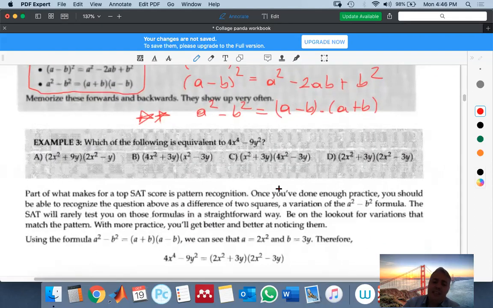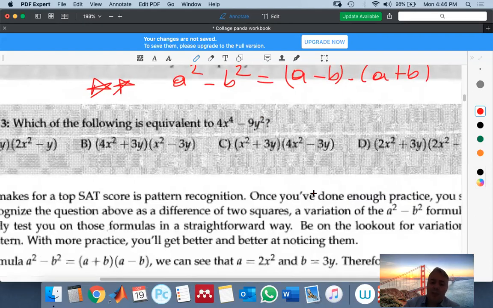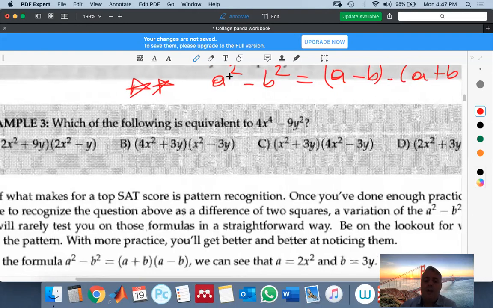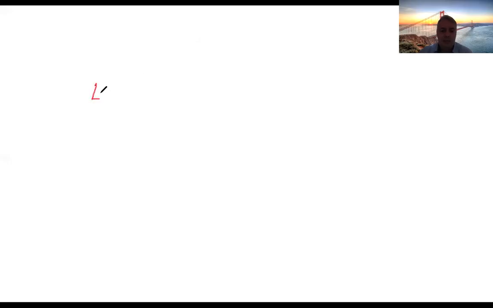Now, SAT type question. This one. Which of the following is equivalent to 4x to the power of 4 minus 9y squared? Let me copy this here. 4x to the power of 4 and 9y squared. How can we rewrite this?